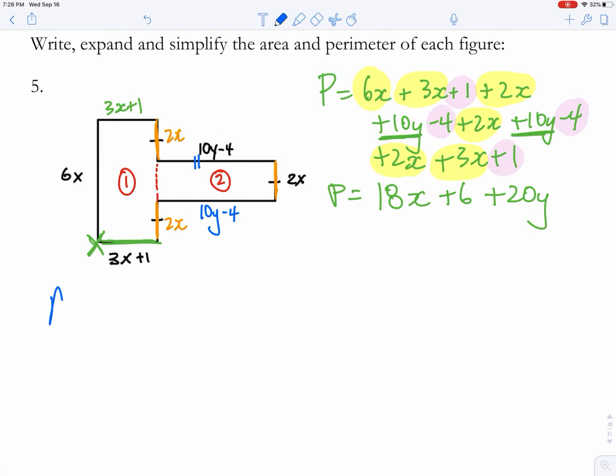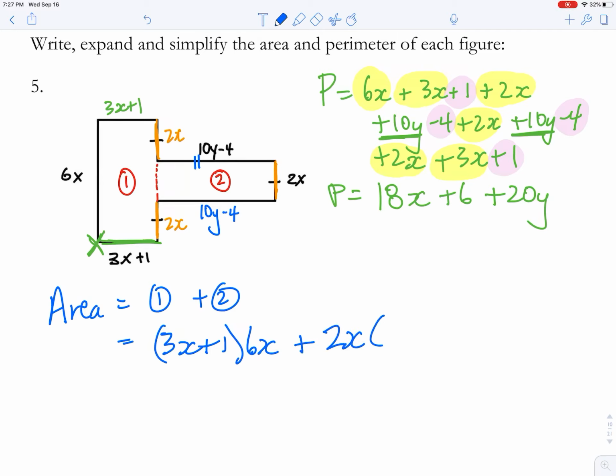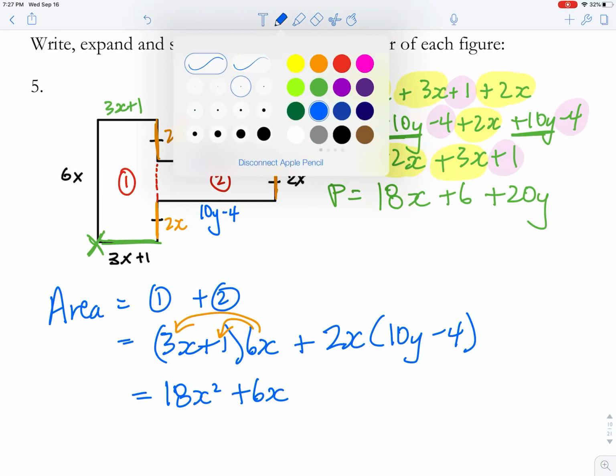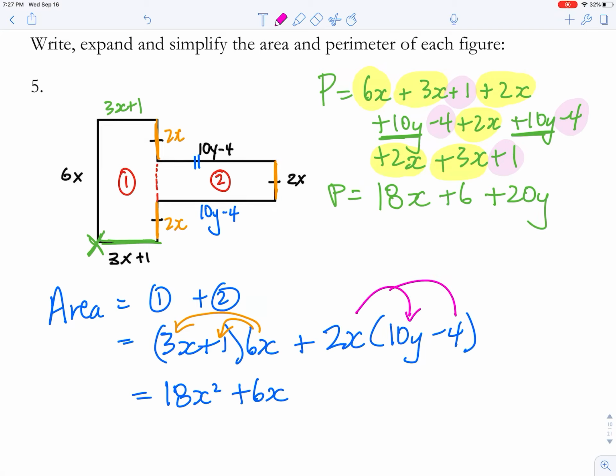Next, we're going to find the area. So the area is going to equal 1 plus 2. So it's going to be 3x plus 1 times 6x for the first one, plus 2x times 10y minus 4. We're going to have to do double distribute. And we get, for that first one, 6x times 3x is 18x squared plus 6x. And then we're going to forward distribute on this one. So it's going to be plus 20xy minus 8.